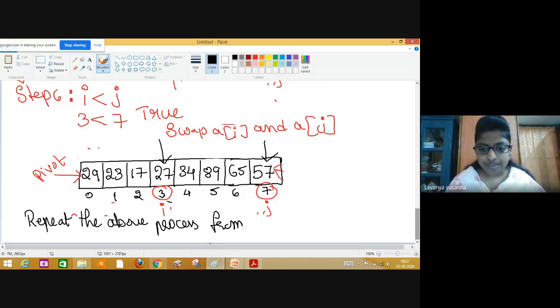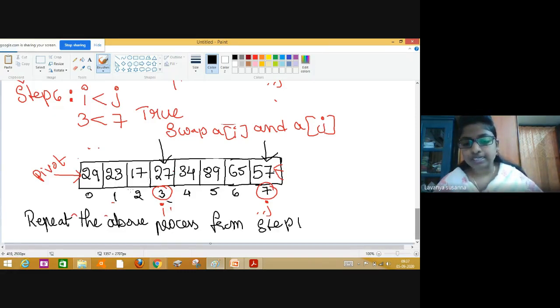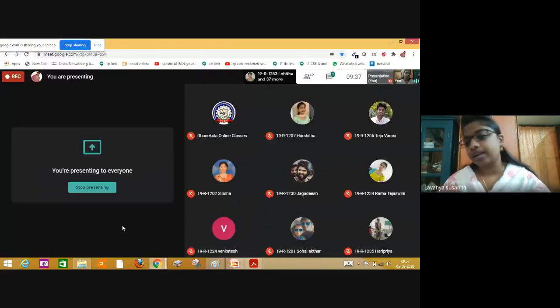From step 1, that means you need to move I. I is pointing to the third index. Repeat the whole process. Again, move I towards right. After stopping I, move J. I request all the students to repeat the process from step 1. Now I is pointing to 3, J is pointing to the 7th index. Write it down.